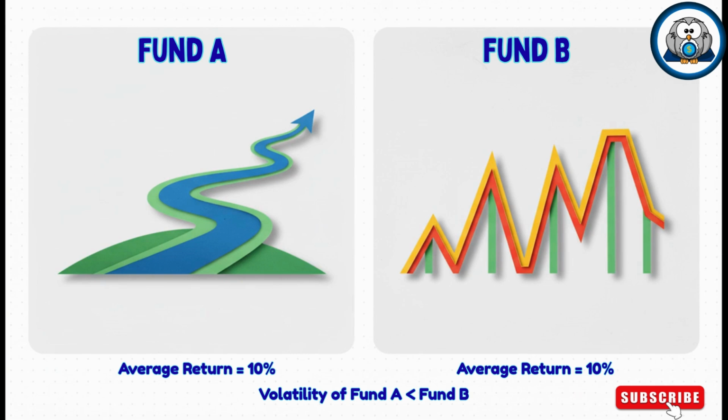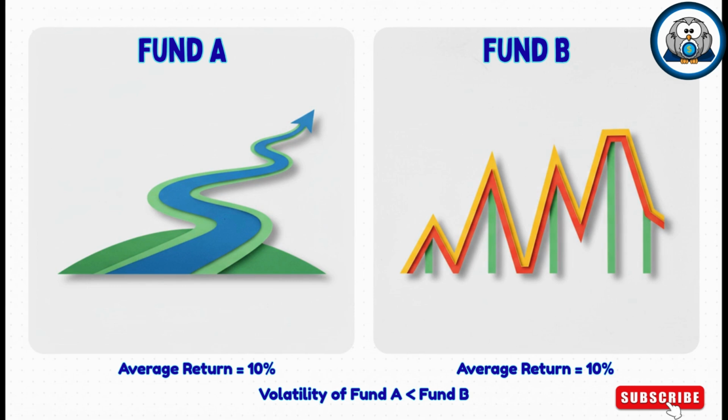Take a look at these two funds, Fund A and Fund B. Now, on paper, they look like twins, right? Both have the exact same average return, 10%. But would you feel the same putting your money in both? I mean, look at Fund A. It's a pretty smooth ride. Fund B? Whoa, that's a total roller coaster.